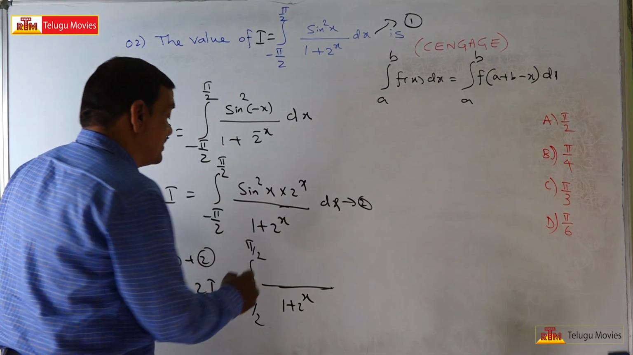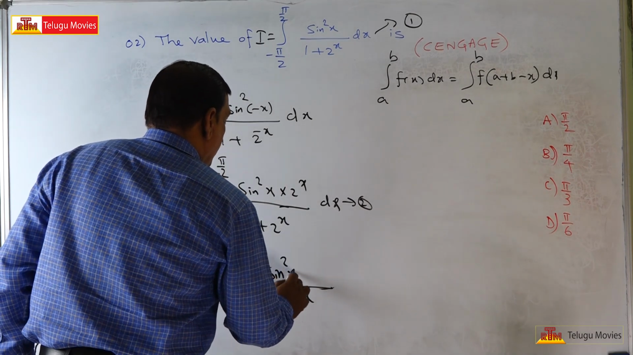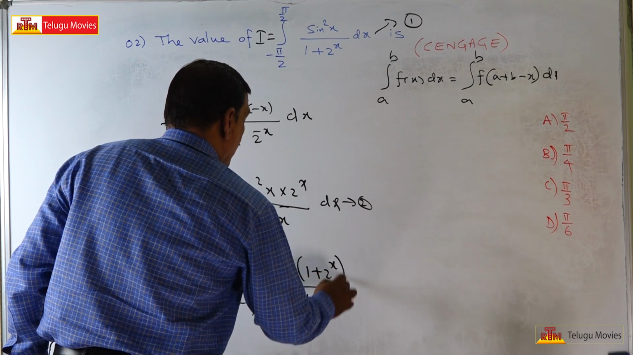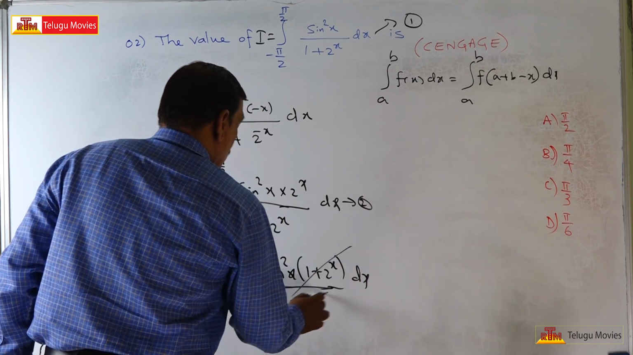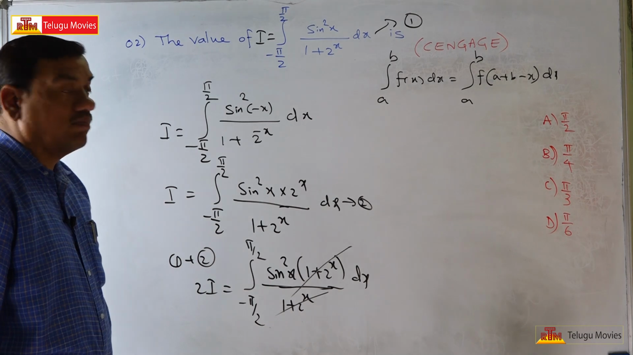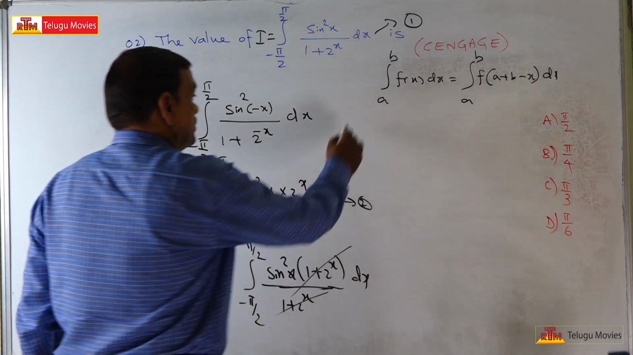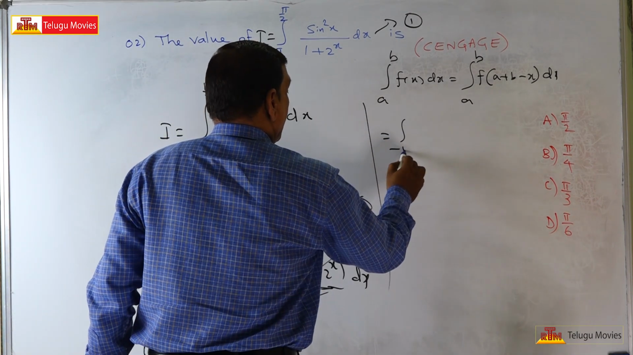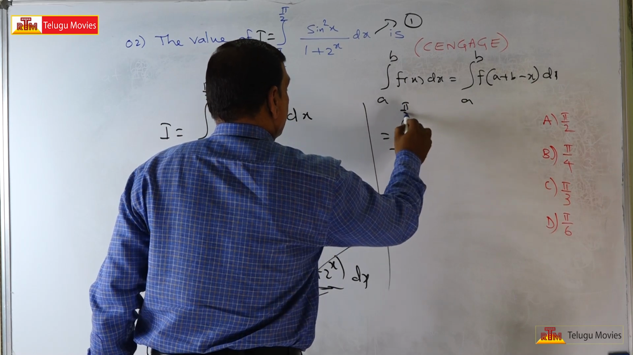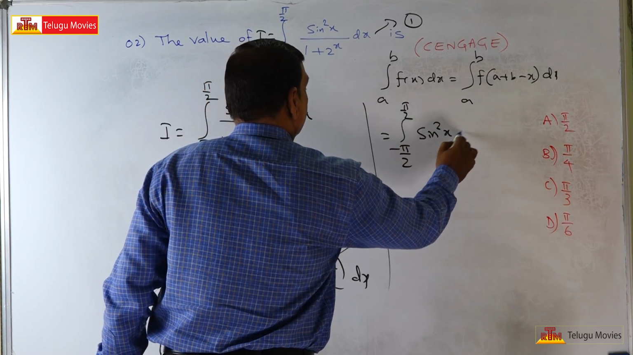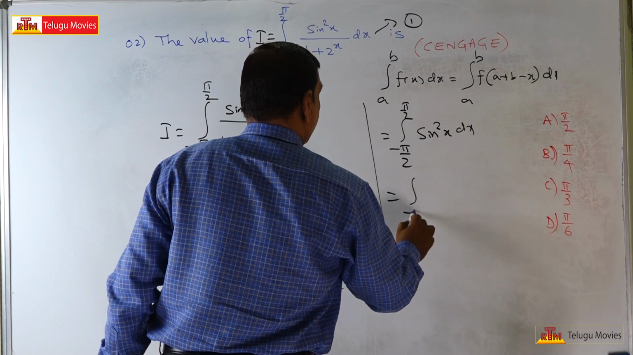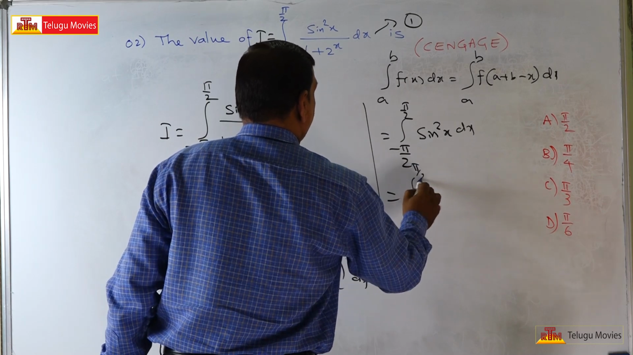You can take sin square x common outside. If you take sin square x, 1 plus 2 power x dx. 1 plus 2 power x is common. So this is equal to integral minus pi by 2 to plus pi by 2 sin square x dx. So this is nothing but integral minus pi by 2 to plus pi by 2.